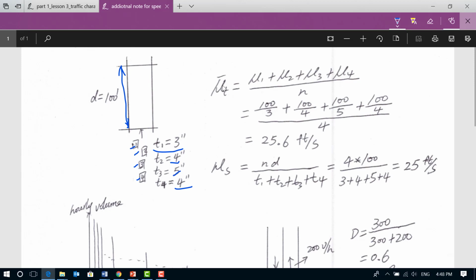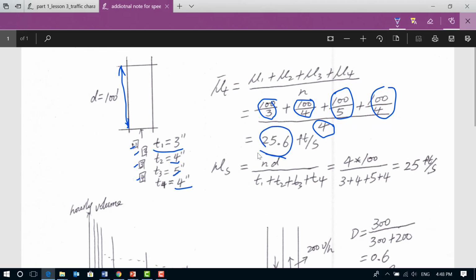Based on the definition of time mean, we calculate the individual spot speed first. So the first vehicle's individual speed is 100 divided by 3 seconds, and the second is 100 divided by 4, 100 divided by 5, and 100 divided by 4. And then we have 4 vehicles, so we divide by 4. That's the time mean speed.